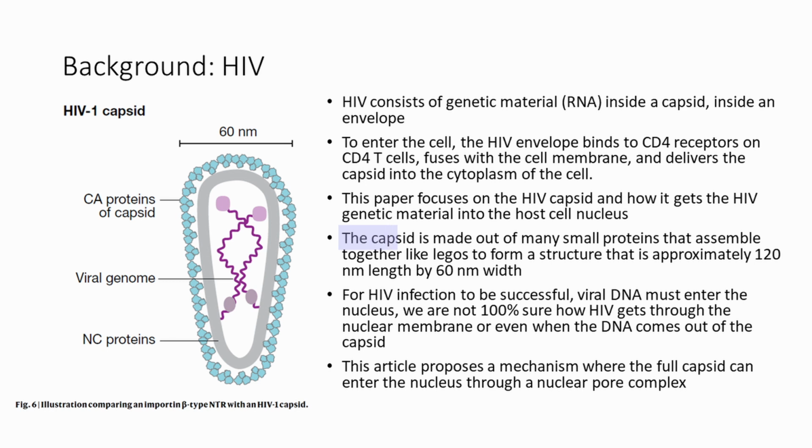The capsid is made out of many copies of the same small proteins, which are pictured in blue. These proteins assemble together like Legos to form a structure that's about 120 nanometers in length by 60 nanometers in width. So it's about twice as tall as it is wide. For the HIV infection to be successful, the viral genetic material must enter the nucleus of the host cell.